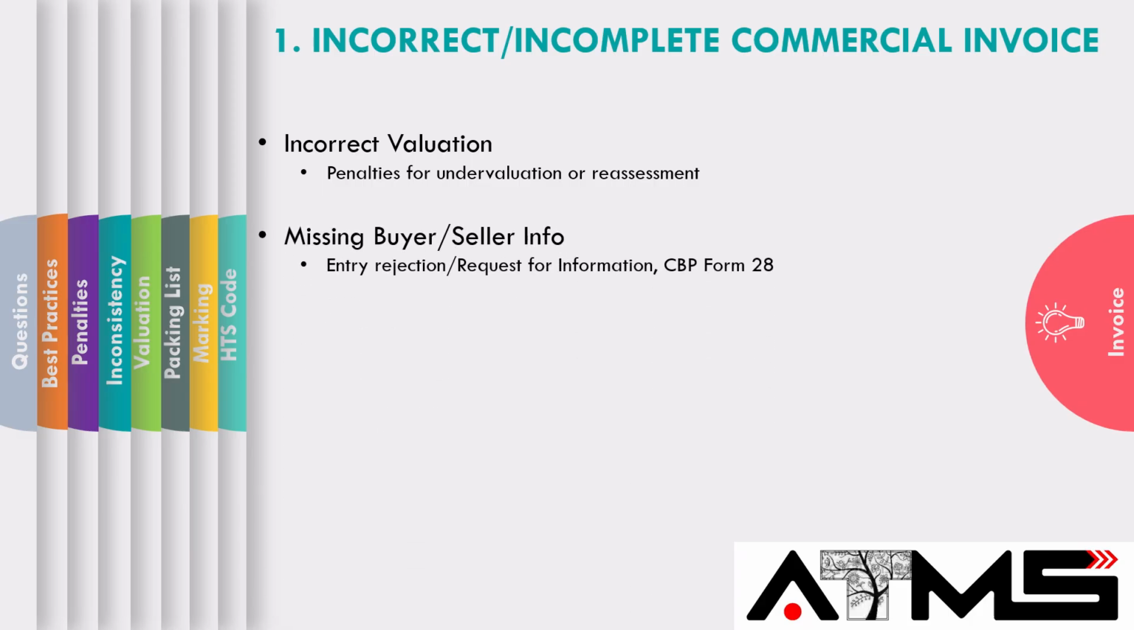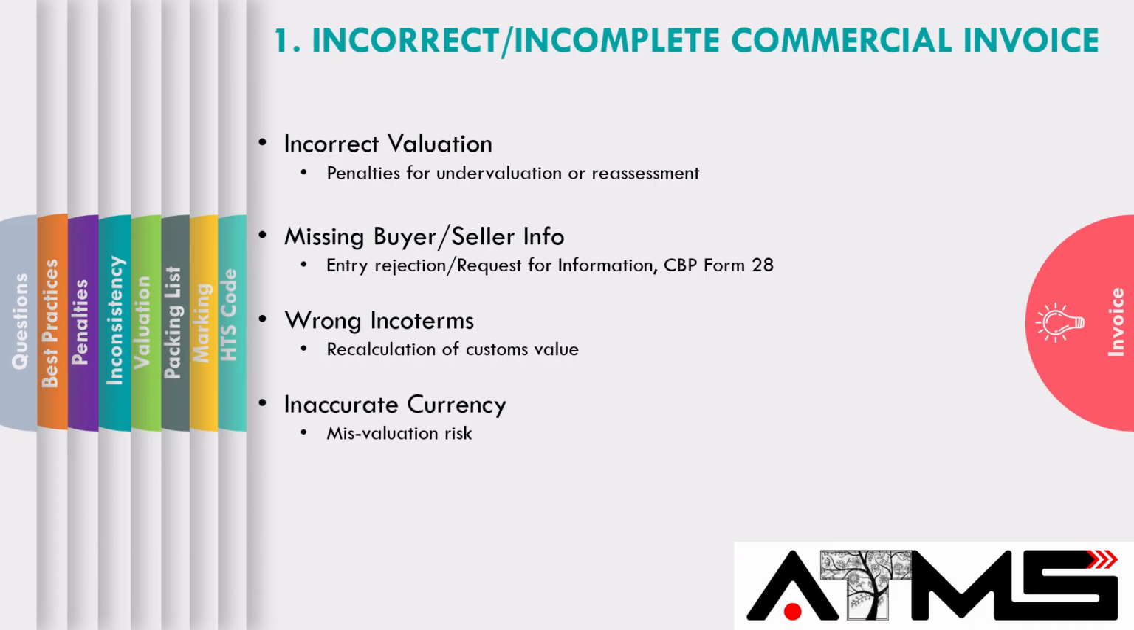Missing buyer or seller information can also cause entry rejection or trigger a CBP Form 28 request for information. Incorrectly listed Incoterm, which is the terms of sale, can result in CBP ordering a recalculation of customs value. Failure to specify the currency of transaction may cause exchange rate errors. Missing invoice date or seller's signature can delay the release of goods due to a CBP request for customs completion.